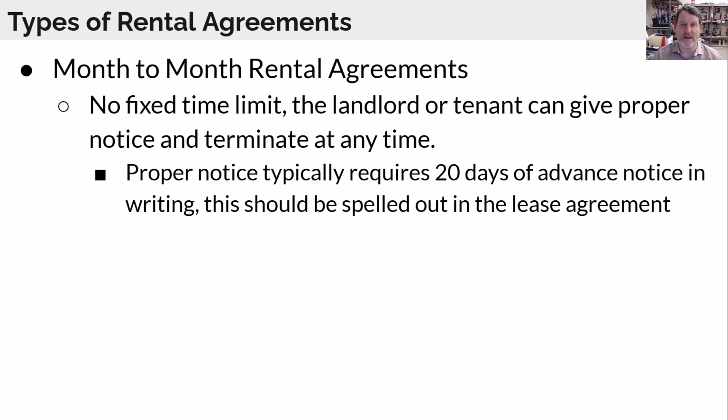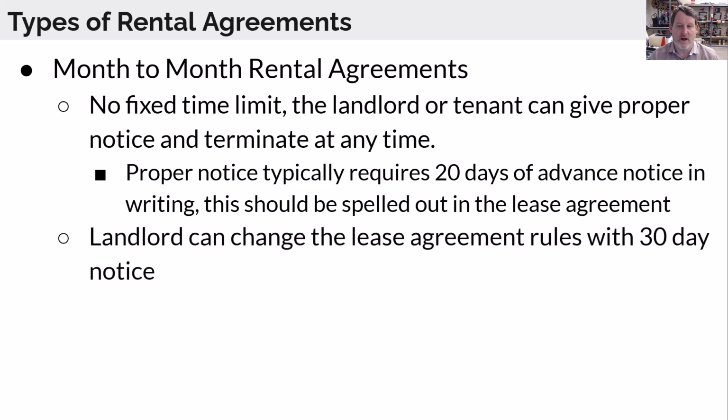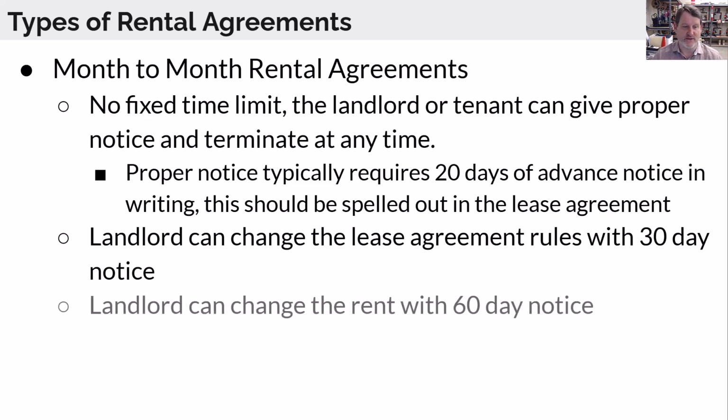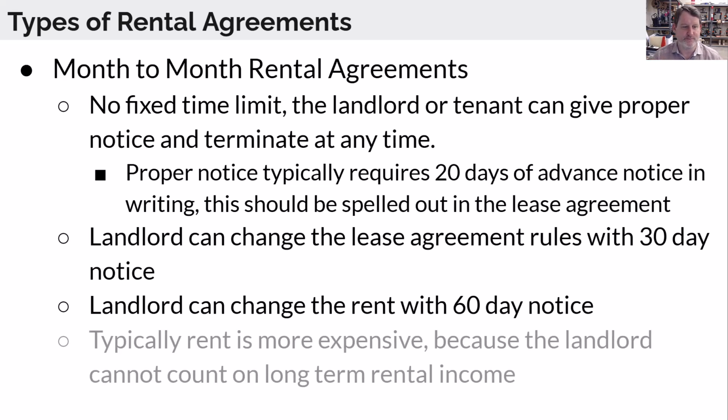Usually it requires 20 days of advance notice to be able to leave the place. So you say, hey, this is my last month. The lease agreement can change with 30-day notice. So they can say, hey, rent's going up next month, because it's a month-to-month rental. As long as they give you 30 days of warning, they can change the rent. With 60 days notice, I apologize. The other rules of the agreement can change with a 30-day notice.